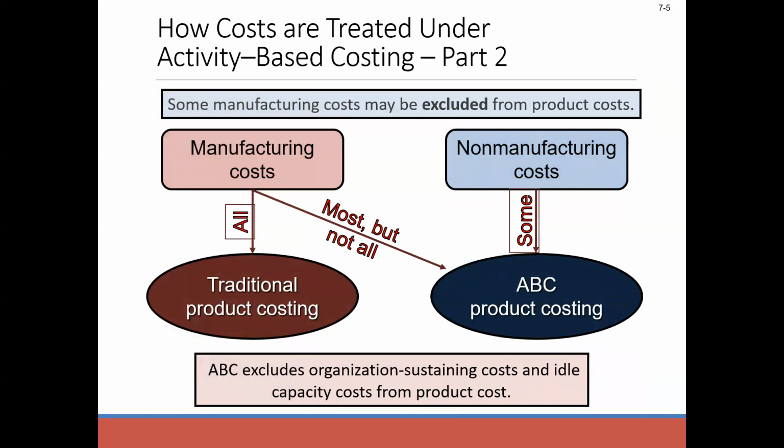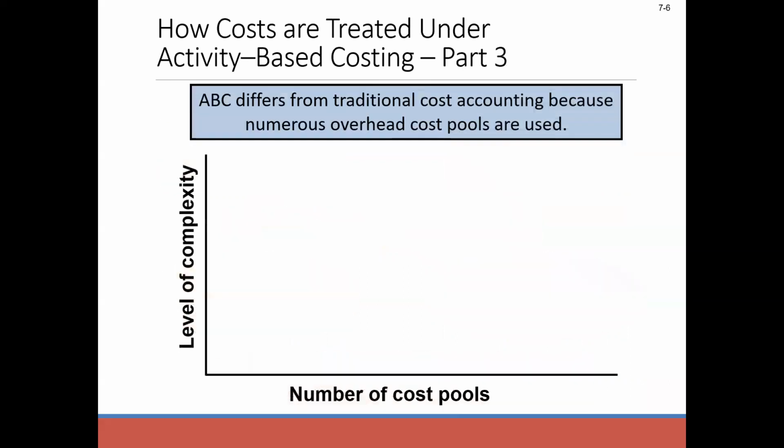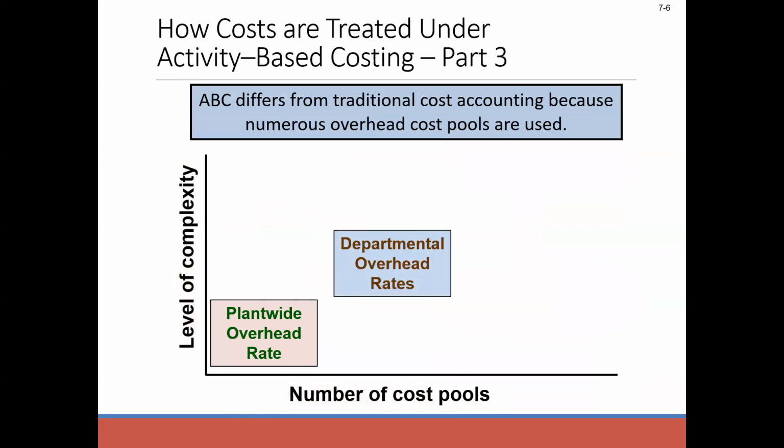Now, some manufacturing costs can be excluded from product costs. ABC excludes organization sustaining costs and idle capacity costs from the product. ABC's different from our traditional costing methods because numerous overhead cost pools get used. So it's a little more involved. Not complicated, but detailed.